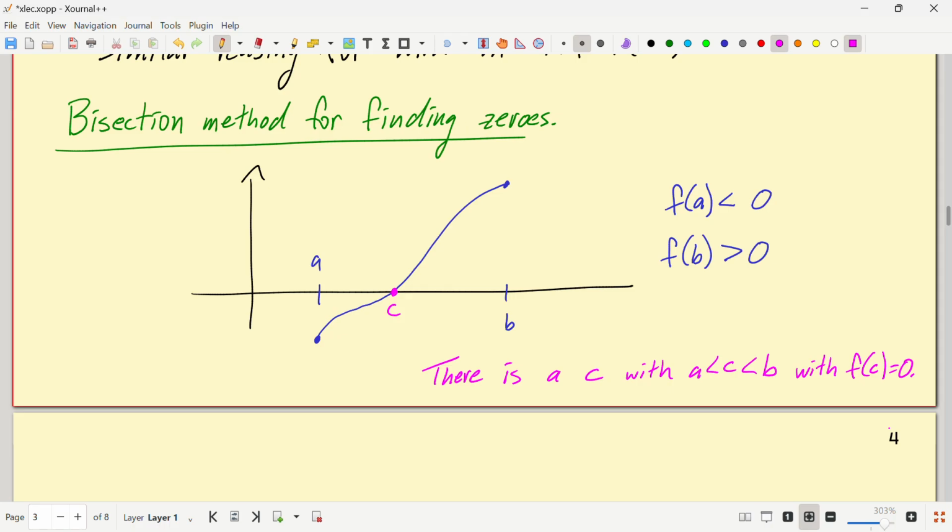Okay, and the bisection method, here's the idea. I first bisect. I'll take the midpoint here. Let's call this an A1 and a B1, because I'm going to do this again and again. This is the midpoint, A1 plus B1 over 2.